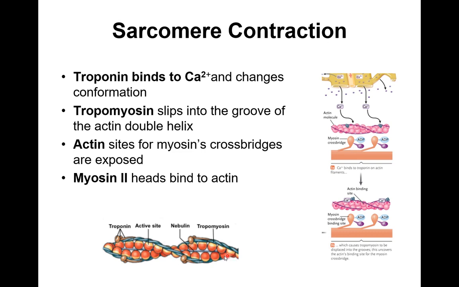There is no binding. But when calcium is released by the sarcoplasmic reticulum, it will bind first to troponin. When it binds to troponin, troponin changes conformation, and it pulls tropomyosin away from the active site into the groove. By doing that, it exposes the binding site on actin. This is what ultimately triggers the binding of the myosin 2 heads to the active site. And what happens when this happens?